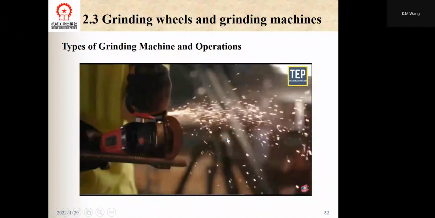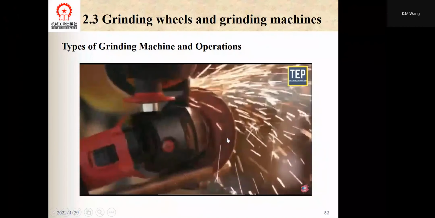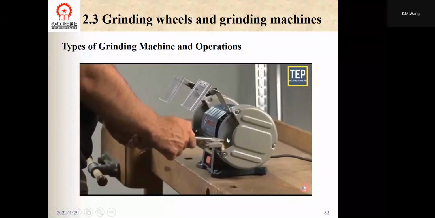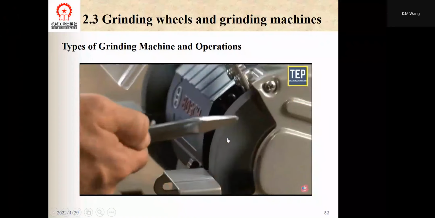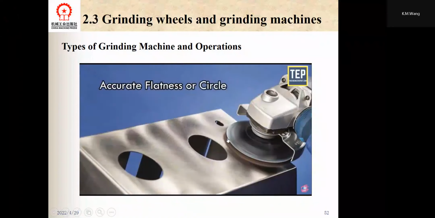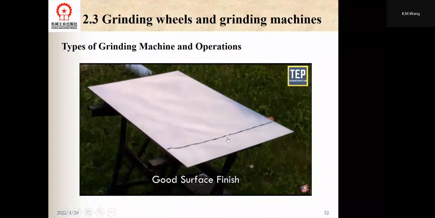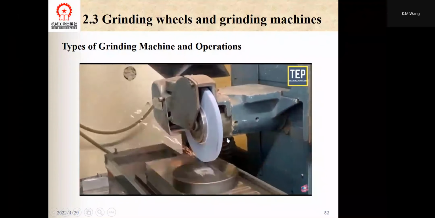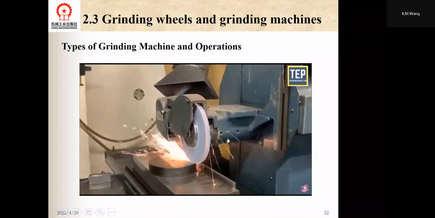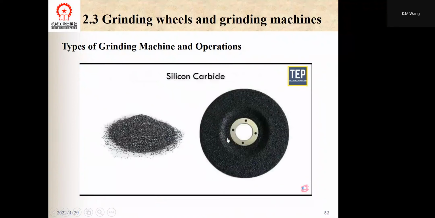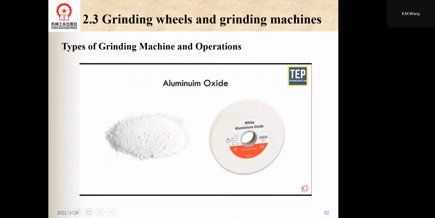The grinding process is truly a chip-producing machining process. The rough surface of the abrasive wheel, known as grinder, removes small portions of the workpiece as required. The grinding process is capable of producing very accurate sizes, equally accurate flatness or circularity, and extremely good surface finish. It is capable of machining high-speed steel, which cannot be done by other machining processes. Artificially manufactured abrasives like silicon carbide and aluminum oxide are used in grinding wheels due to their high purity.